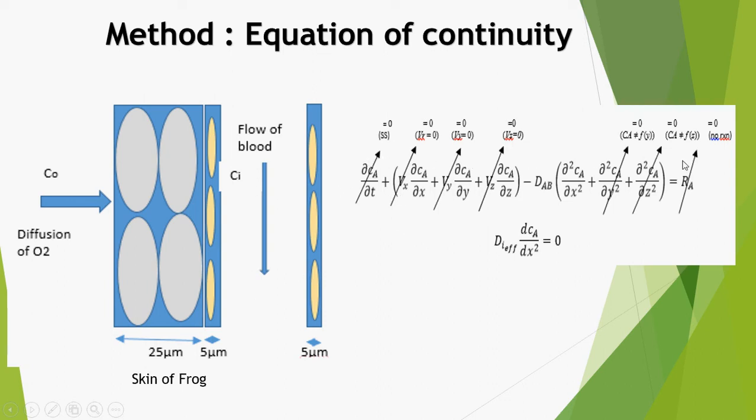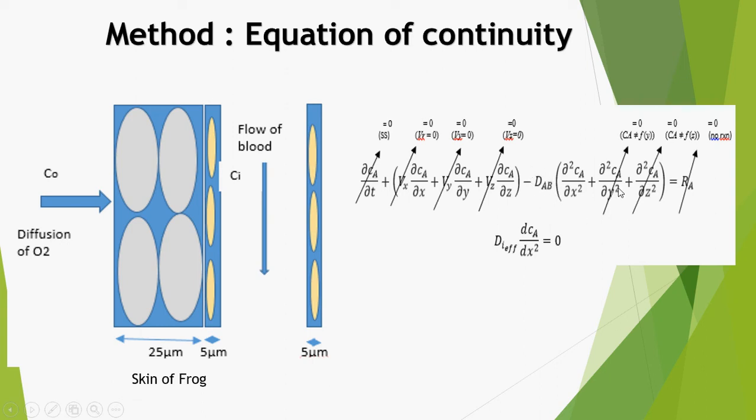This is the equation of continuity, and during my calculation, I have considered a rectangular system, in which at steady state, the rate of diffusion of oxygen through the membrane is constant, and there is no bulk velocity. That is why Vx, Vy, and Vz, that is the velocity along the x, y, and z directions, are 0. But there is a term for diffusion which plays a major role over here.